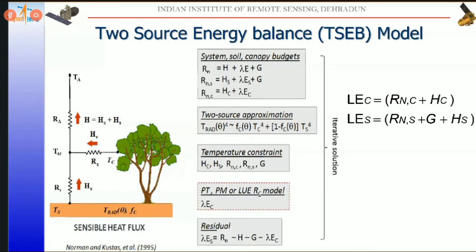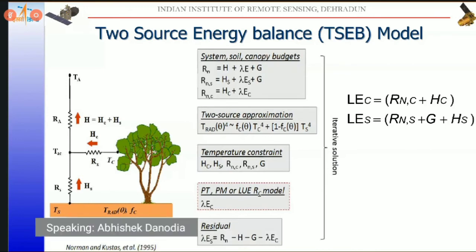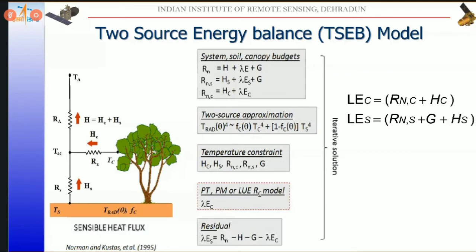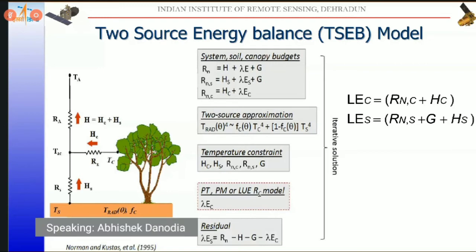To counter this kind of problem, the two source energy balance model was designed. It was first designed in the 90s, when scientists developed various kinds of models, and now a number of models are available, as I already briefed in the previous slide. So here they separately define the evaporation and transpiration, as mentioned on the right side of this slide, like LEC or LES.